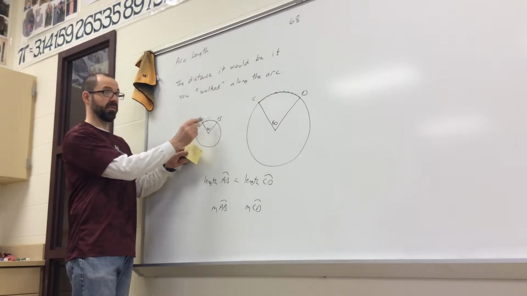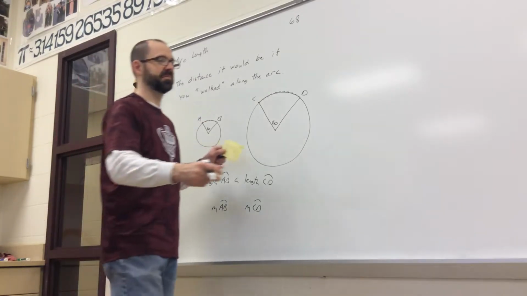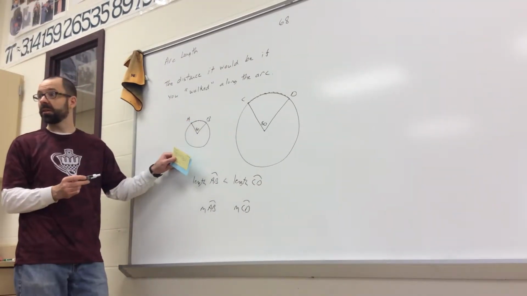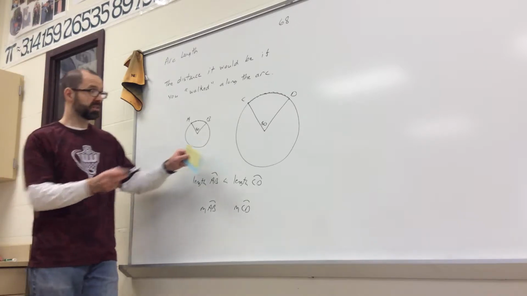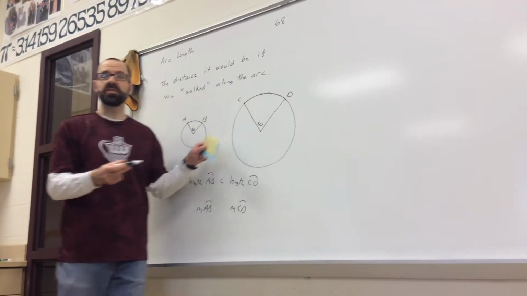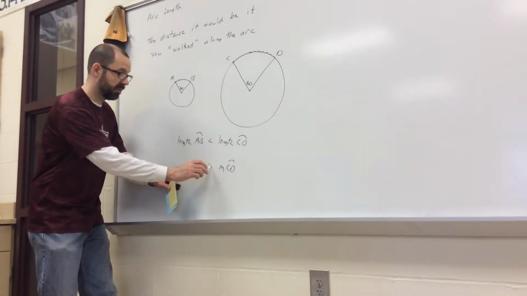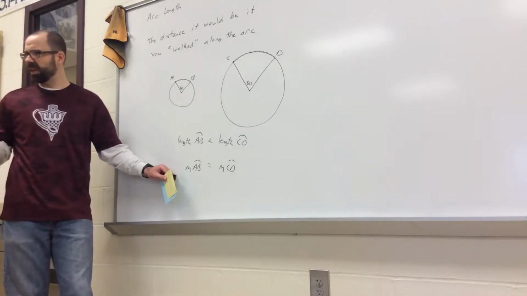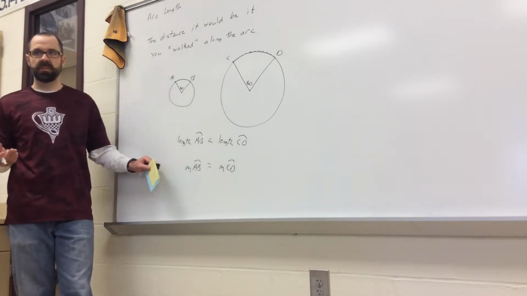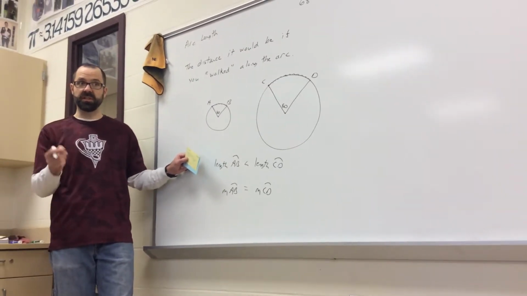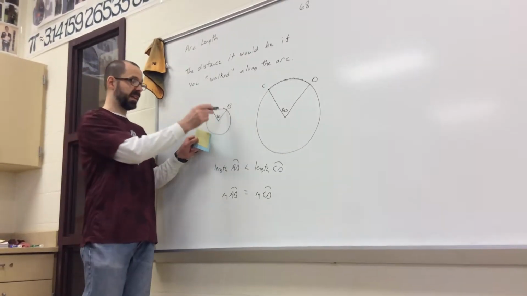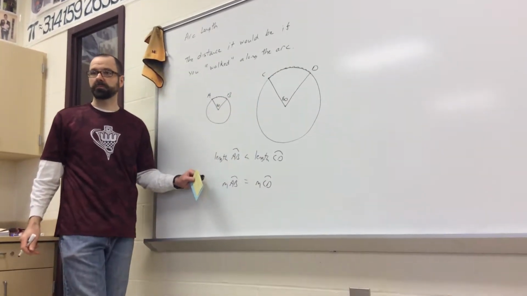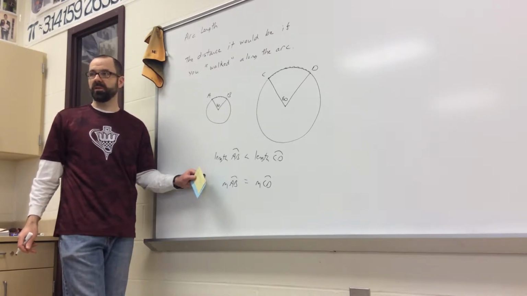So what's the measure of this arc? So what's the measure of that arc? 80 degrees. What's the measure of this arc? 80 degrees. So the measures are equal because they're both 80 degrees. So the measure is how many degrees it is, and the length is how many inches it is. So this length is shorter than that length, but this measure is equal to that measure. Everybody okay with that?